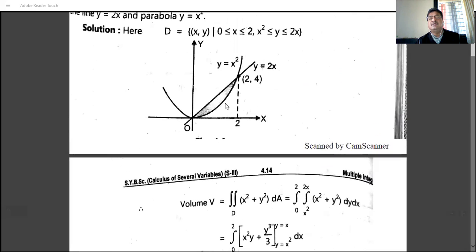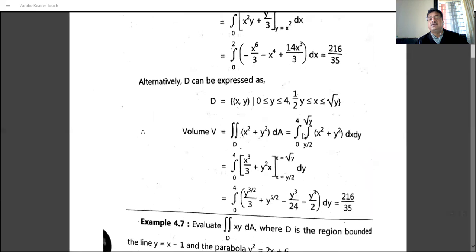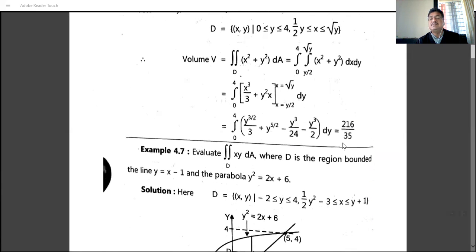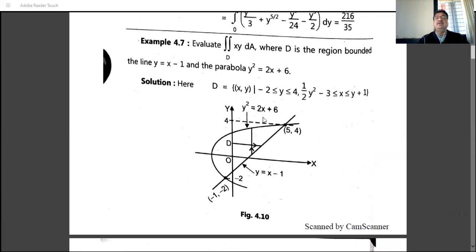And in order to cover this total area, if we draw the strip parallel to x-axis, then to cover the area we have to move this strip from this point to this point, that is 0 to 4. This y coordinate is 4, so 0 to 4 in order to cover this. And therefore lower limit is 0, upper limit is 4, and we have the same answer, 216/35. So the remaining problem we will discuss in the next lecture.